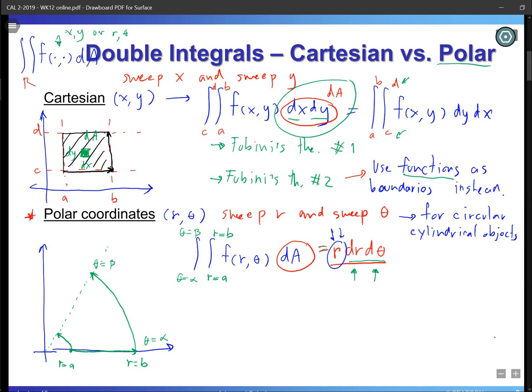I'm going to highlight this. Sweep the radius just like above. Right here, above here, we sweep x and then y. And down here we sweep radius already, so we sweep the theta. So we have this shape. Okay, this r equal to a right here, it can be any value. It can be r equal to 0. If r equal to 0, that means it starts from the origin.